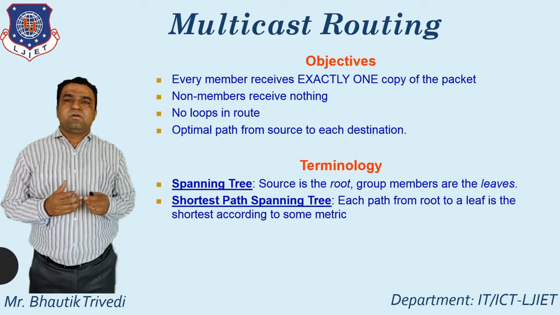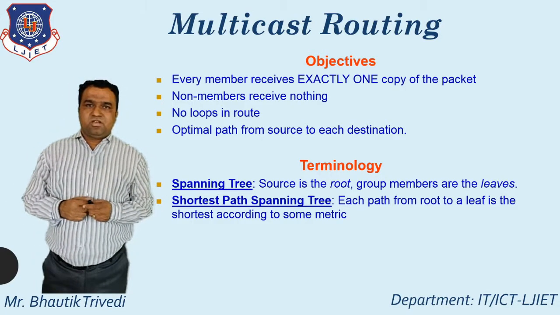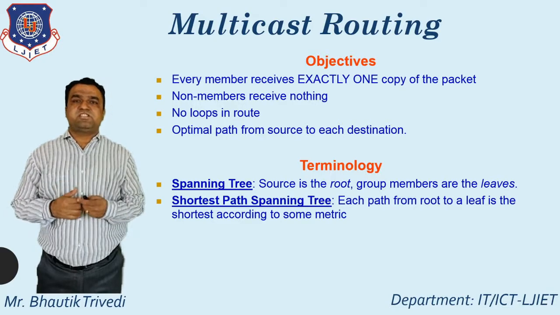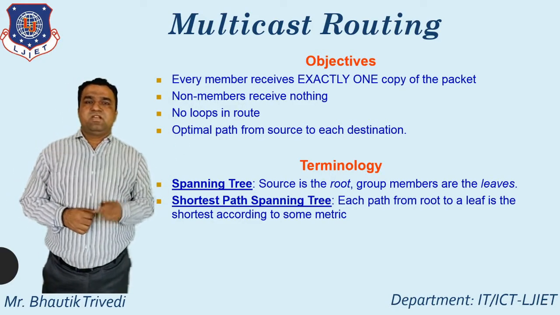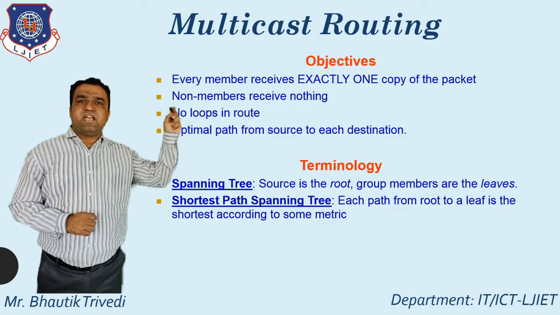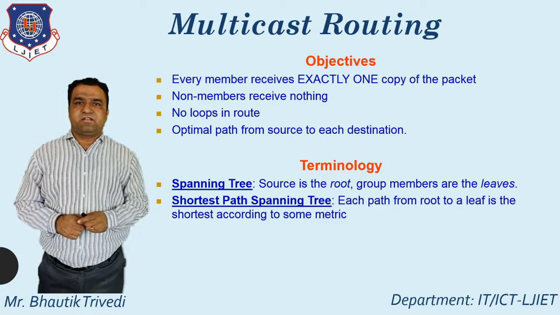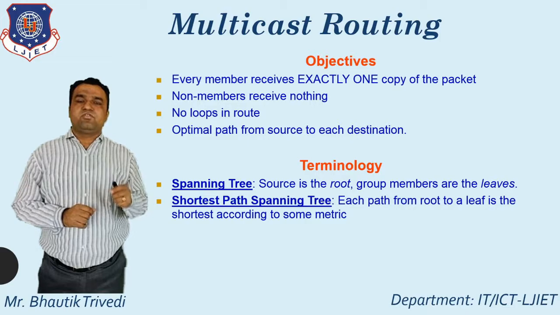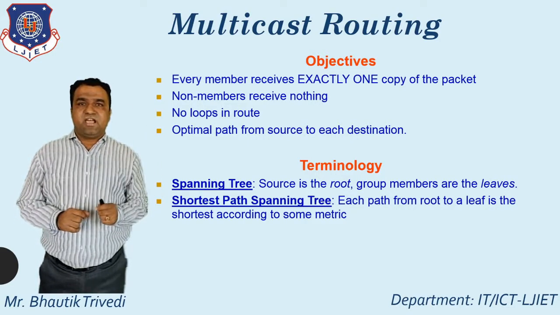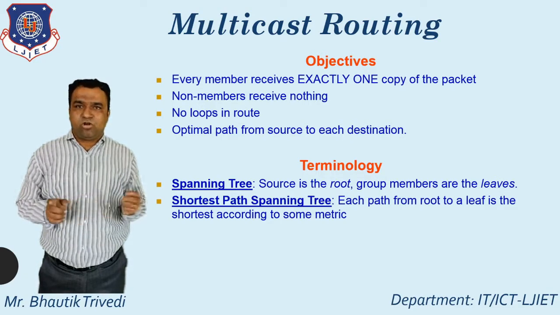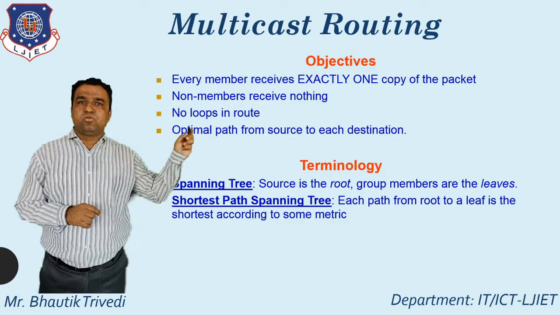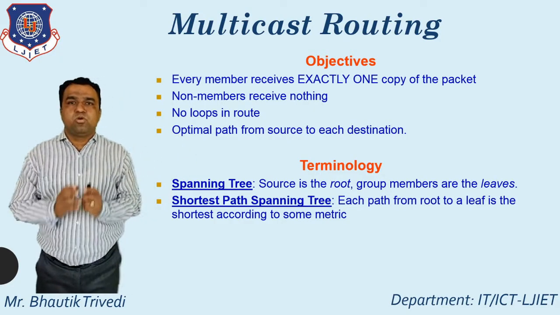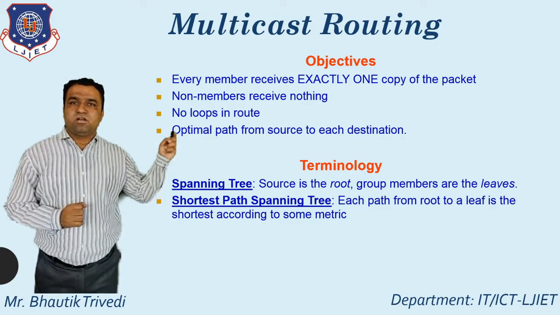After that, multicast routing objectives and terminology. Why do we use multicast routing in networking, that is the most important thing. And which terminology is part of multicast routing. So here you see, in multicast routing, you must remember one thing: each and every member receives exactly one copy of the packet. That is the logic of multicast routing. Second one, non-members receive nothing, meaning if you are a member of the particular group, then you can receive the copy of the packet, otherwise not. Third one, no loops in the route. And last one, optimal path from source to each destination, that is the most important objective for multicast routing.